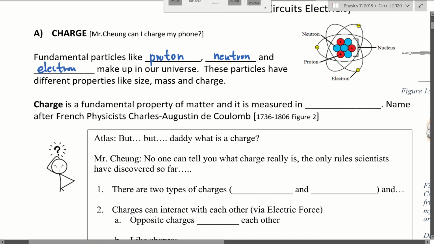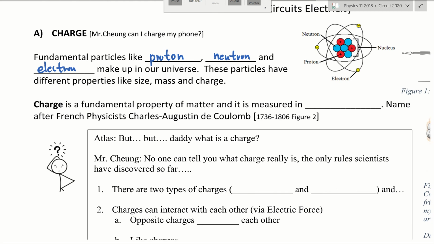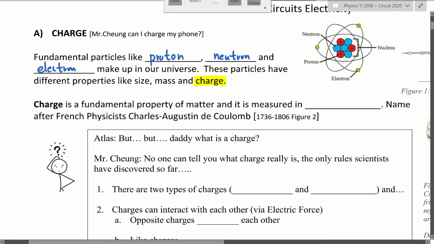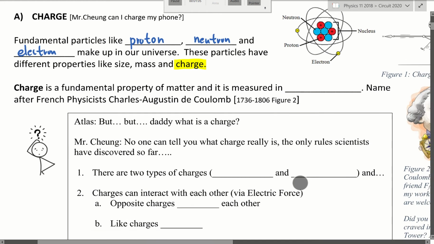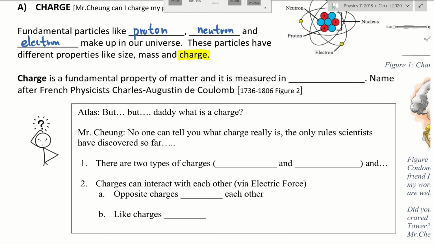These particles have different properties. So for example, they do have different size, the proton and neutron being slightly bigger, electron being very small, and different mass. And one last thing that they also have is different charge. Now you might remember learning about positive and negative charge or neutral charge in previous year. But what is charge? What is actually charge?